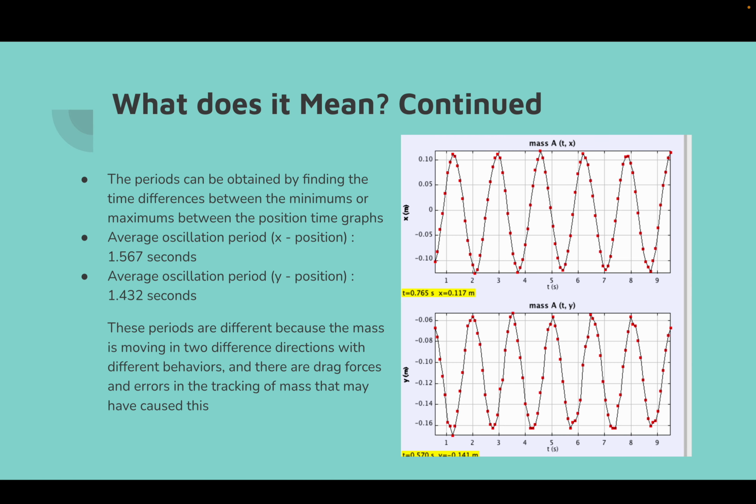Next, what else does it mean? The periods can be obtained by finding the time differences between the minimums or maximums on the time-position graphs, which I found to be 1.567 seconds and 1.432 seconds. These are different because there are other errors, such as drag force and the tracking of the mass, that may have caused this.